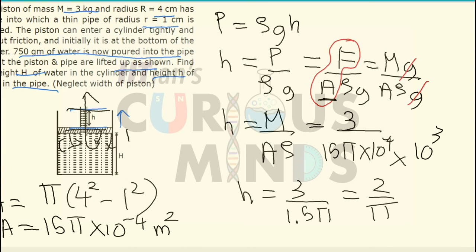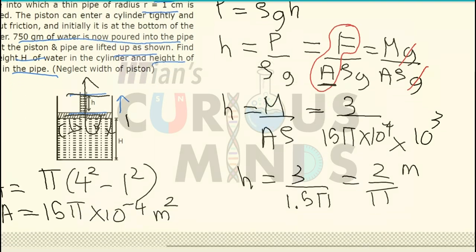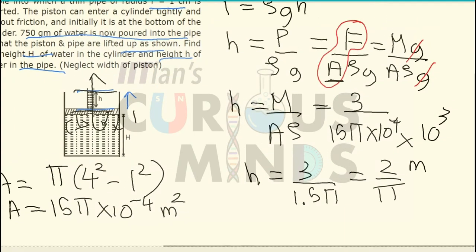Okay, the total height raised will be equal to 2 by pi. Let it be as it is. The total height raised will be equal to 2 by pi meter. Okay. Now we have to calculate the value of capital H.